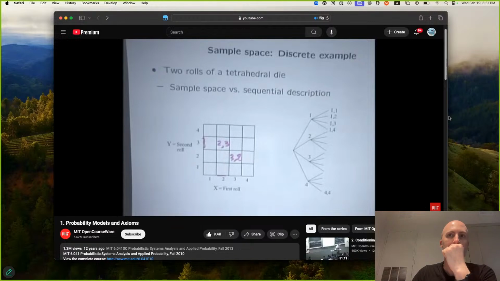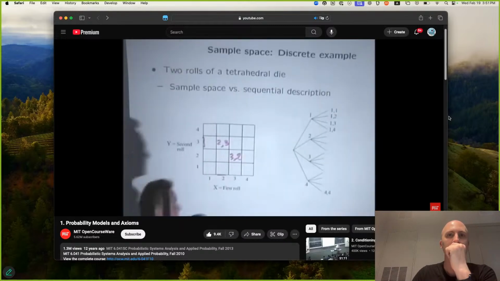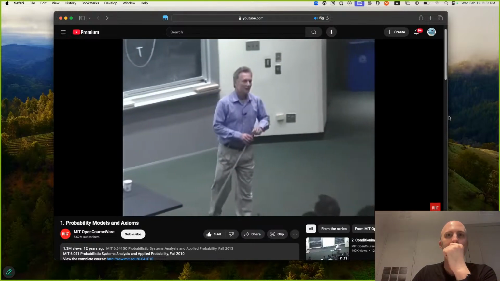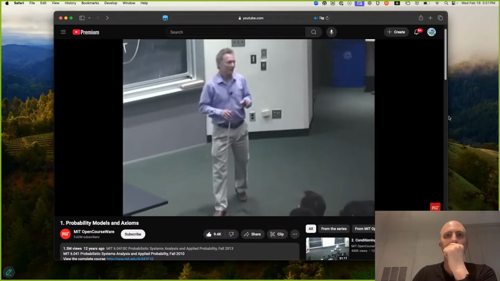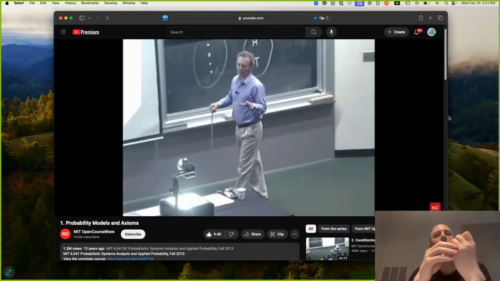Sometimes, instead of describing sample spaces in terms of lists or sets or diagrams of this kind, it's useful to describe the experiment in some sequential way. Whenever you have an experiment that consists of multiple stages, it might be useful, at least visually, to give a diagram that shows you how those stages evolve.